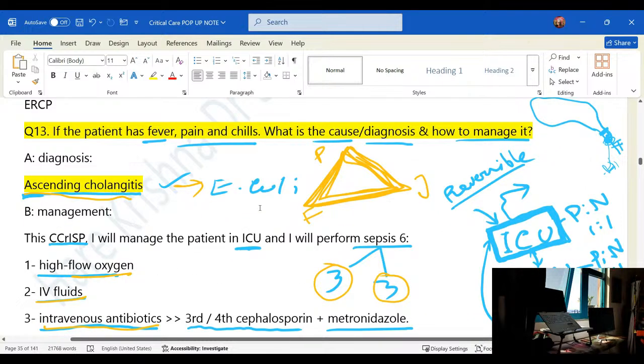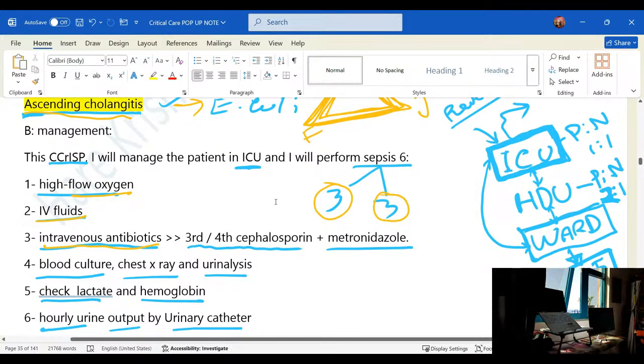It is a critically ill surgical patient. I will manage the patient in ITU, and I will keep the patient on high flow oxygen, IV fluid, and intravenous antibiotic, third or fourth generation cephalosporin. So in ascending cholangitis, very specifically, we go directly to third or fourth generation cephalosporin.